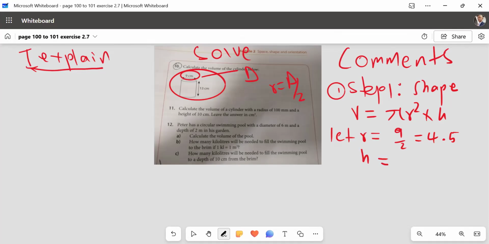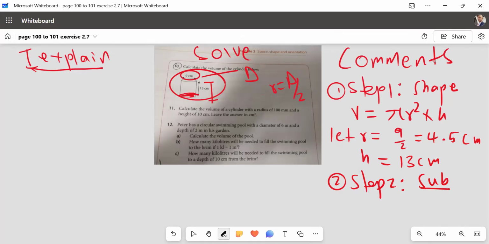And then the perpendicular height is the distance from the base side to the highest point, which is 13 centimeter. Now, on step number 2, make sure that you do the substitution and do the correct substitution. So let's now start. Calculate the volume of the cylinder.